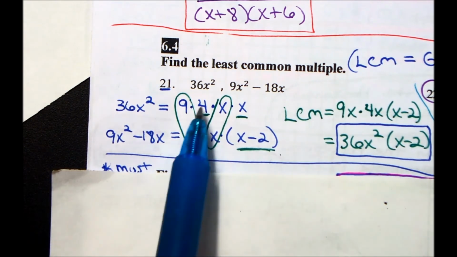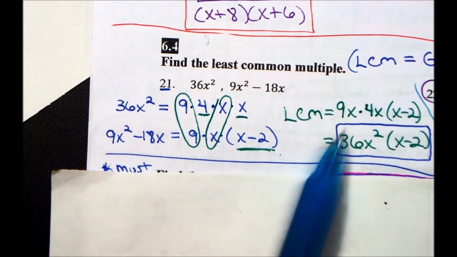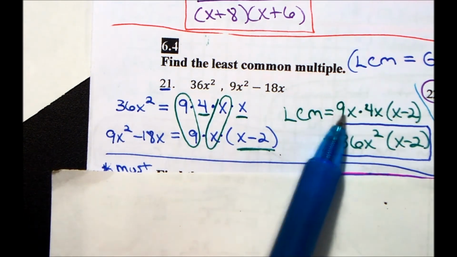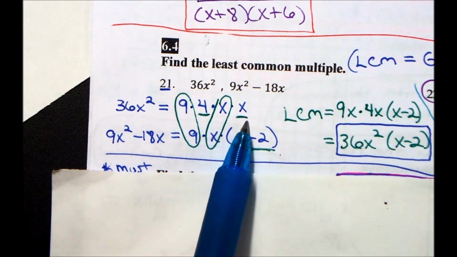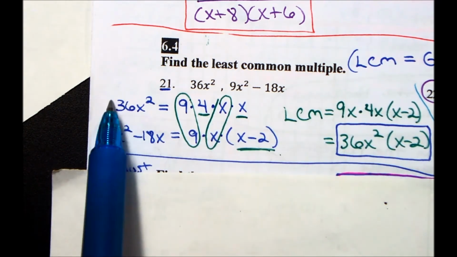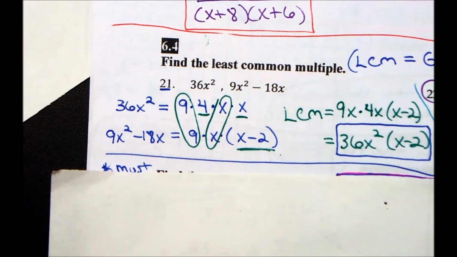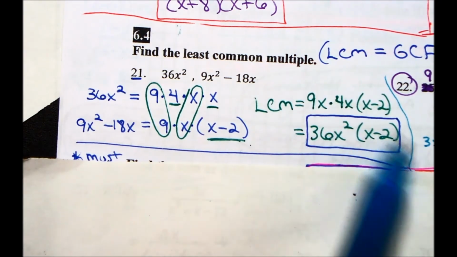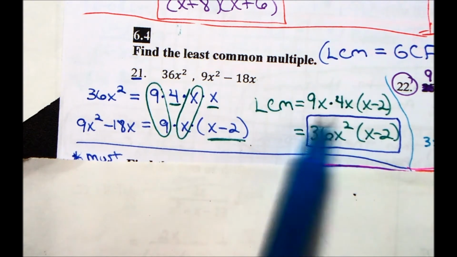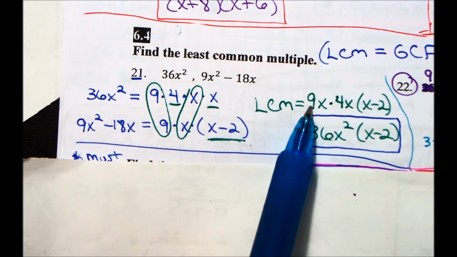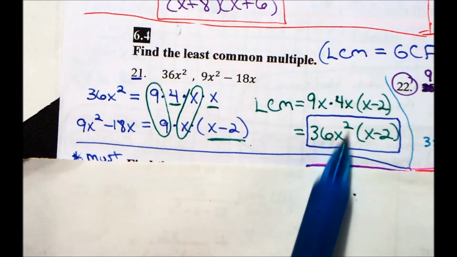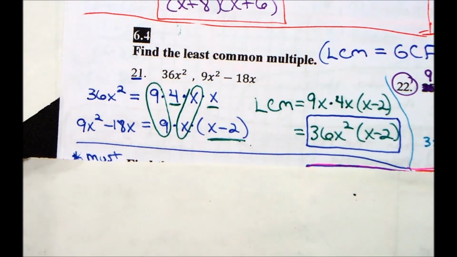But then you have to multiply also by all the leftovers. So the 9x is what they have in common, then multiply by the 4 and x that is left over from this one, and then the x minus 2, which is left over from that one. You do not need to multiply all of it together, but you do need to multiply at least the monomials together. So 9x times 4x would give you 36x squared, and then you'd have x minus 2.